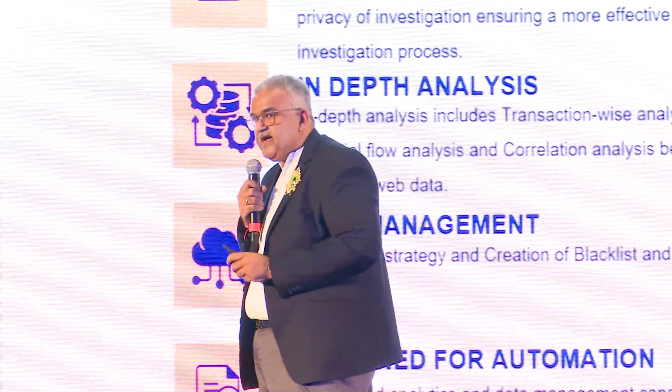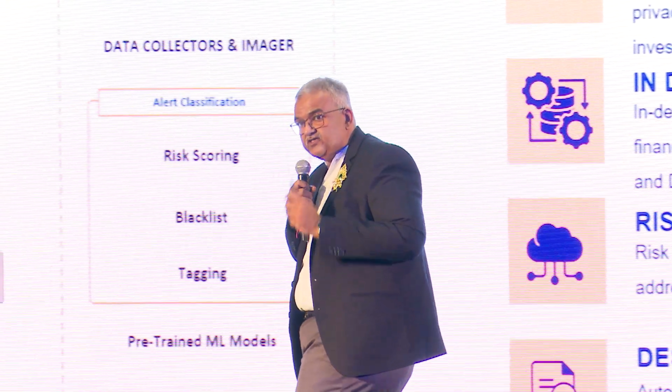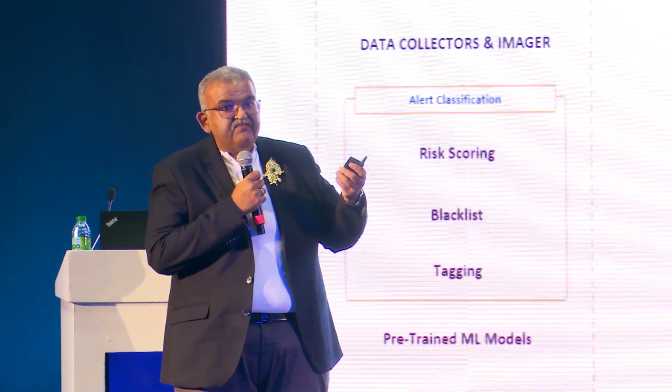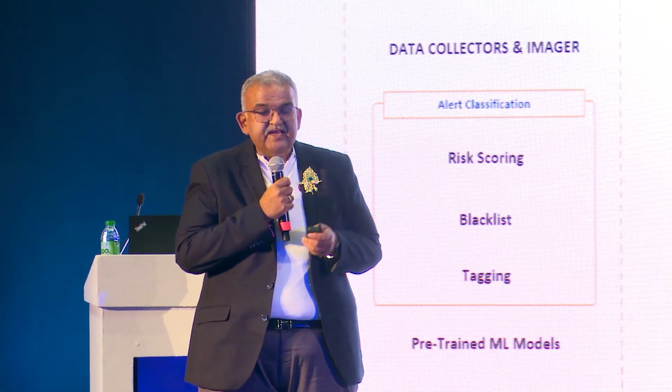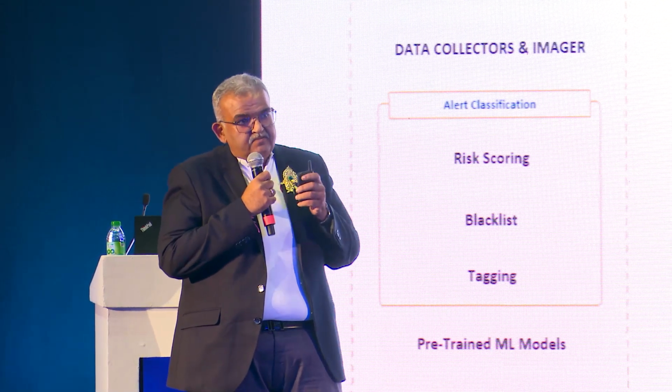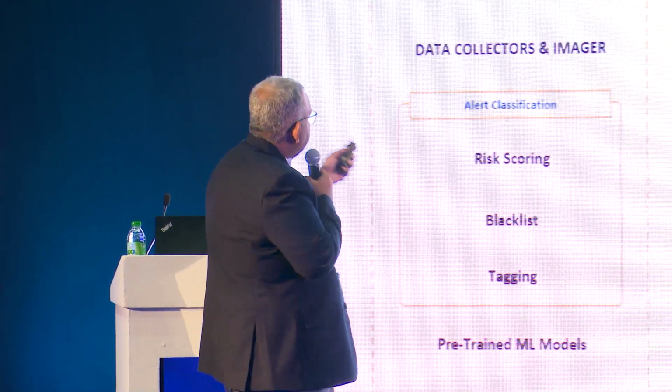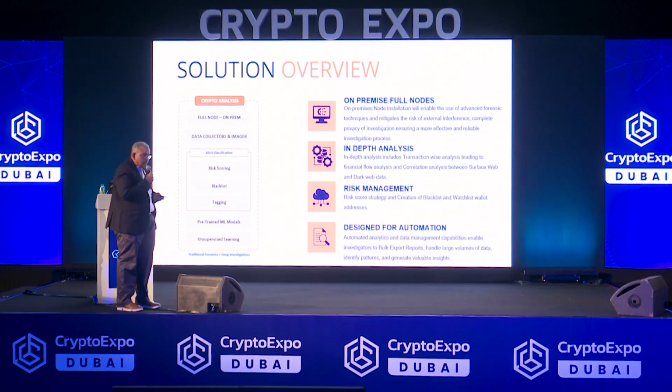Because if they use an API, their entire investigation concept will be known to the company providing the API. So they need complete privacy of the investigation itself. That is the reason we have a full node on premises as part of our delivery. On that full node, we do the data collection, risk scoring, blacklisting, and tagging of a wallet address. So that is one concept.